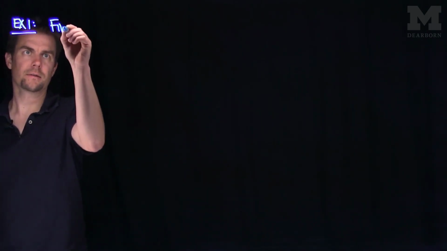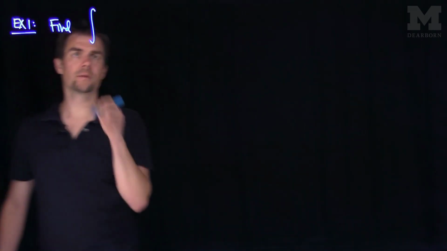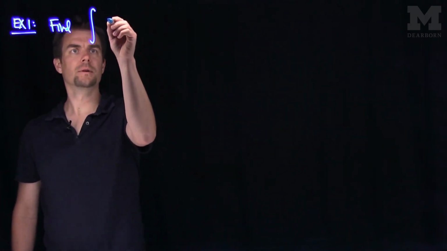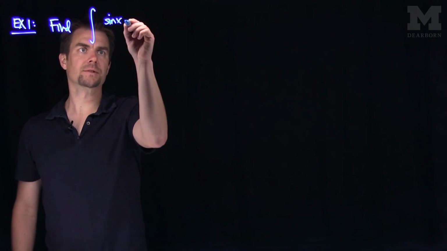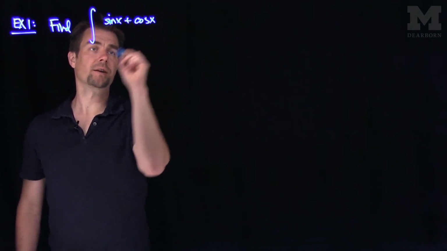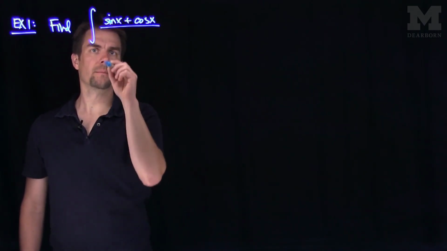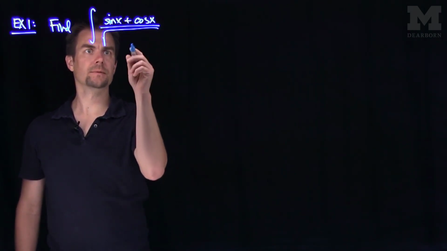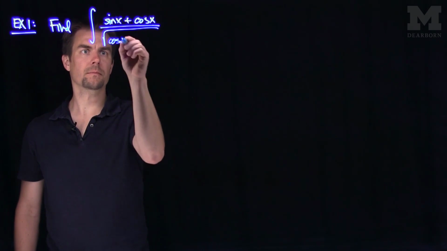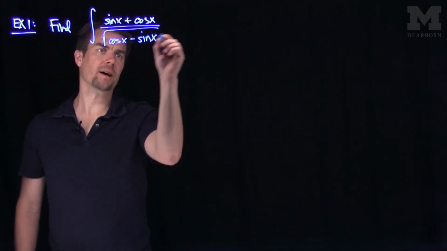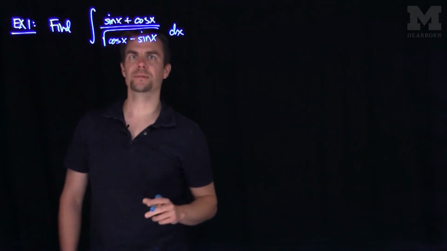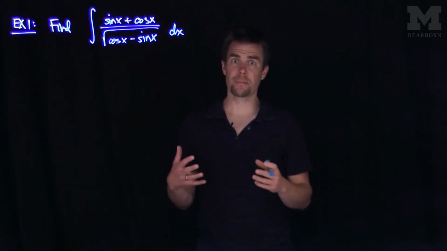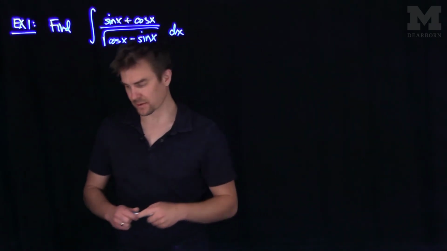Let's find the integral of sine of x plus cosine of x, divided by the square root of cosine of x minus sine of x, dx. Again, this looks a little bit messy. However, we can make the following observation.